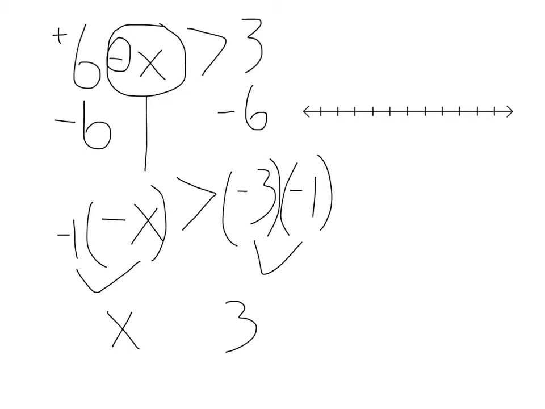What happened to that sign now because I multiplied with a negative? So we would have x is less than 3. So let's try to graph that. Let's call this right here our 0. Let's go find positive 3. 1, 2, 3 spaces. Now, is that open or closed circle?